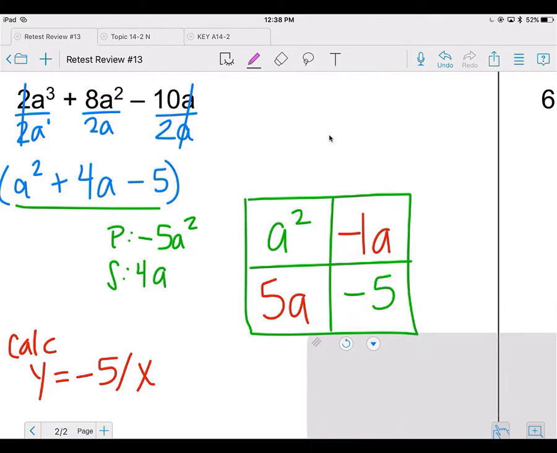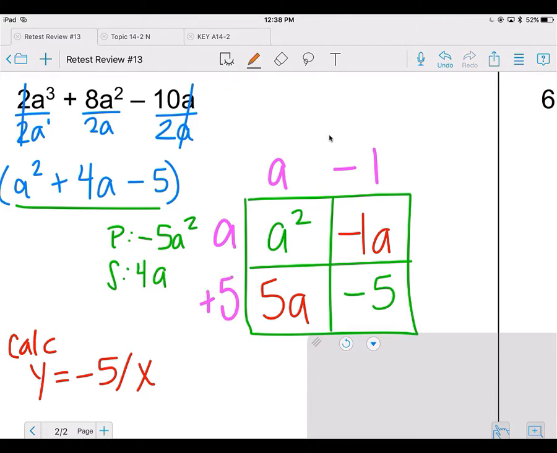From here, I take out the GCF, so I'm just looking at these two boxes for right now. A squared and 5a share an a. They do not share any letters. Then I just look at these boxes. Negative 1a and negative 5 share a negative 1. The sign follows whatever your factor is, so whatever I got from the calculator. Then I look at the top row. So a squared minus a shares an a. And then I look at the bottom row. 5a and minus 5 share a 5.